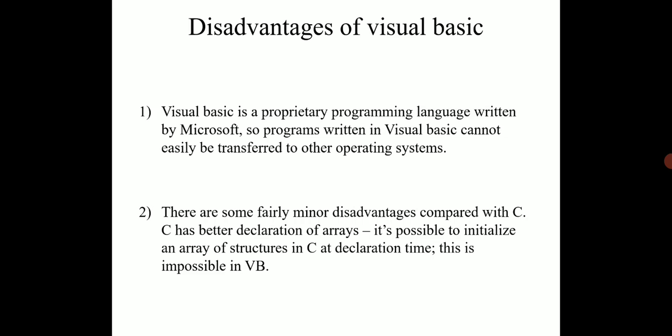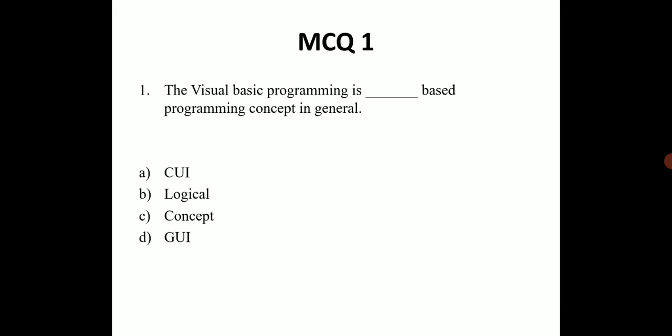There are some fairly minor disadvantages compared with C. C has better declaration of arrays. It is possible to initialize an array of structures in C at declaration time. This is impossible in VB. Already we are familiar with arrays. We learned the C language. So at declaration time it is very easy to define an array of structures, whereas here in VB it is impossible. So there are only two disadvantages.